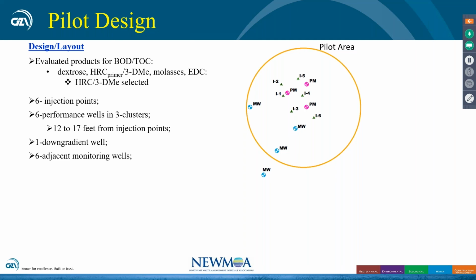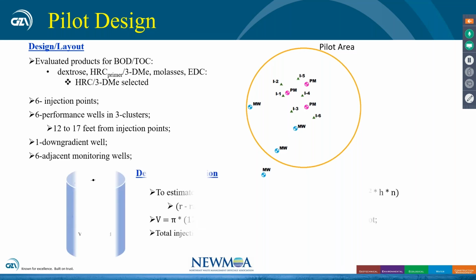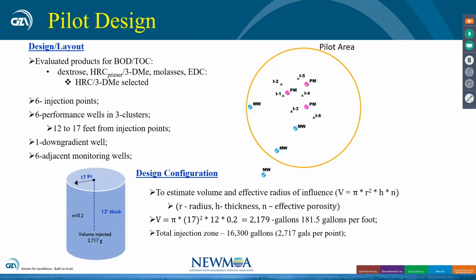And we identified a number of wells. Then what we did is we calculated what kind of volume we needed to inject in order to effectively get the radius of influence. And what we calculated is that we needed about 2,100 gallons per point. And what we actually injected was 2,700 gallons. So this gets into, can I really target the area that I want, understanding the feasibility nature of it, and can I get it to where I want it to get?